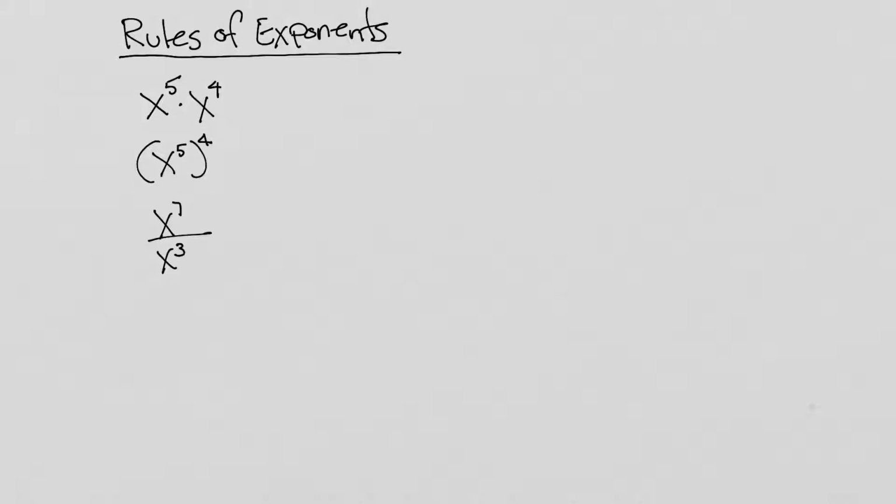In Chapter 4, we are going to look at some operations like this. We're going to have maybe x to the fifth times x to the fourth, and then we might have something like x to the fifth raised to the fourth power. And then we might have something like x to the seventh divided by x to the third, and we need to know what to do with these exponents.